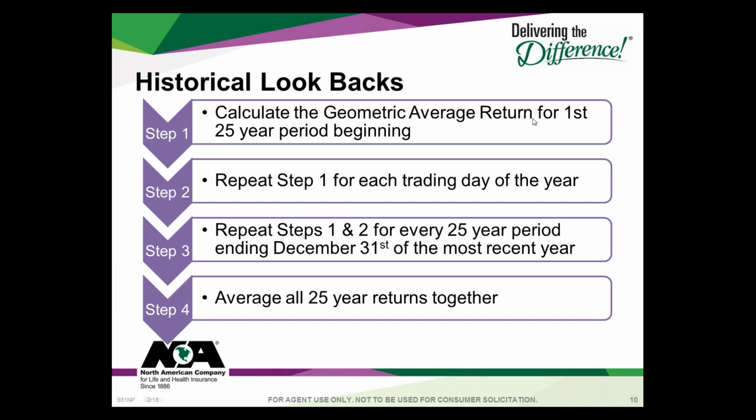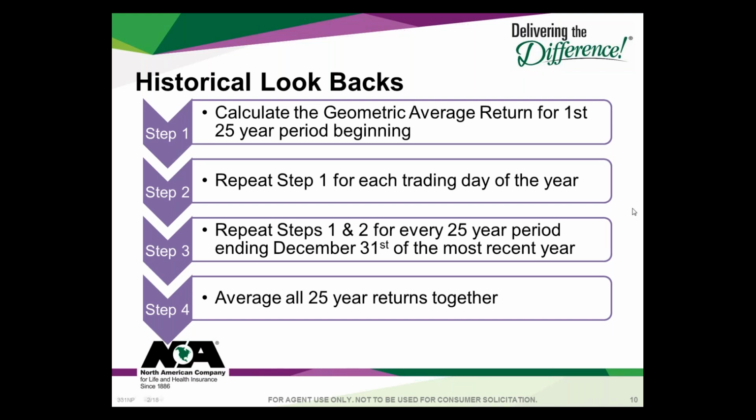So we calculate a geometric average for the last 25 years, for now versus 25 years ago, and what was the average return. And we do it for every trading day of the year. For a North American company, we have daily sweeps. That means we calculate our geometric average for every single trading day of the year. And then we repeat that all the way back for the last 65 years, and we average all of those together.